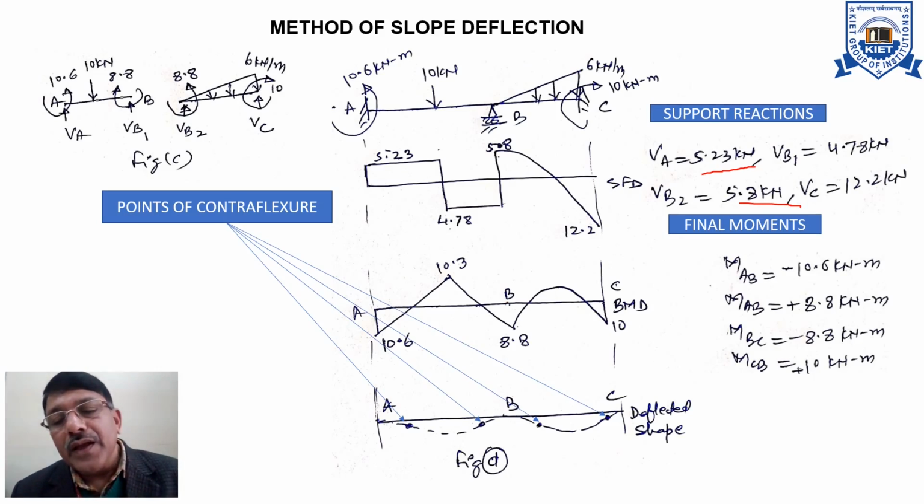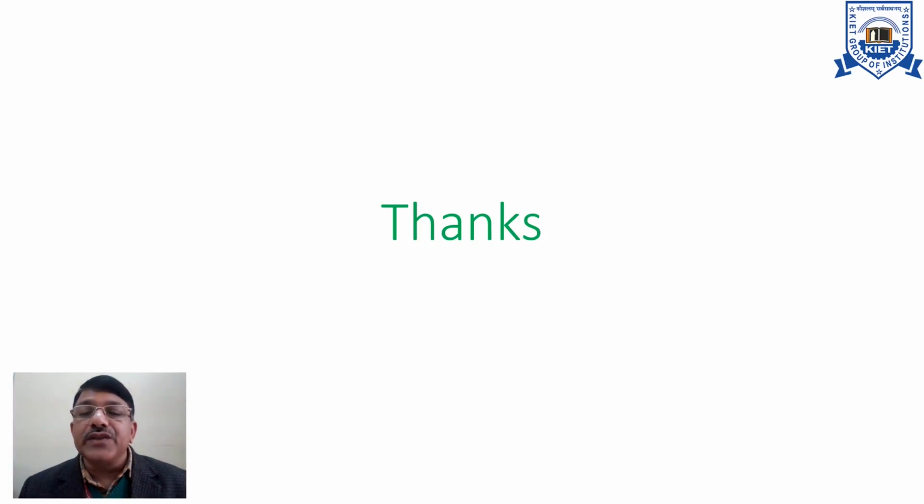Then similarly in the part BC, right side of B, you will notice one more point where the change of moment is taking place, and just near C, to the left side of C, you will again notice one more point of contraflexure. So this entire beam, which was fixed at both ends A and C, will have points of contraflexure, 4 in number. That is the importance of drawing the deflected shape.